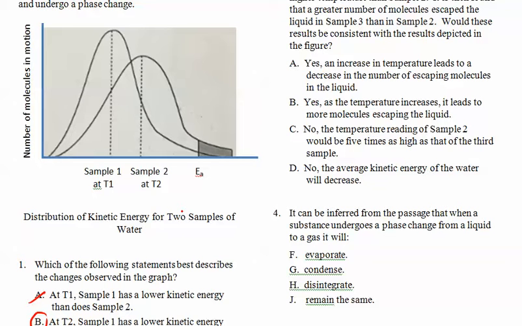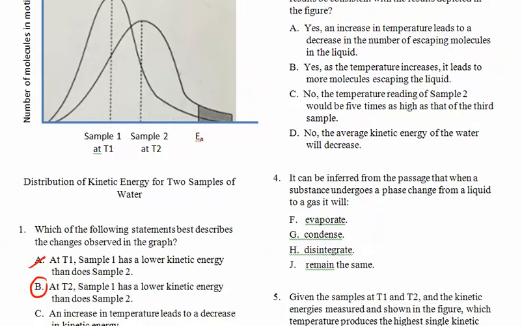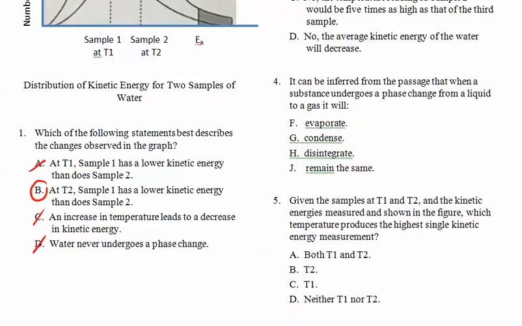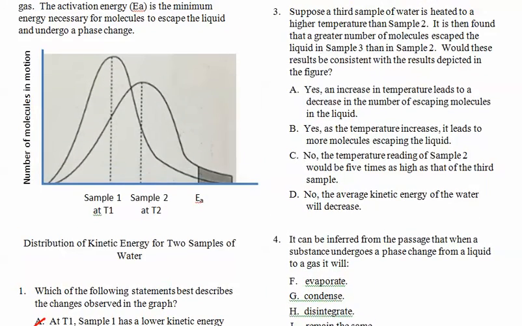So I said I don't quite understand this. It's got a lower number of molecules at its peak, but it's got more in terms of a fatter area under the curve. So it's real tricky. And water never undergoes phase change. You always find that on the ACT, one answer that's just kind of ludicrous. Actually, this makes no sense at all. An increase in temperature leads to a decrease in kinetic energy. It's got to go up. Number 2.